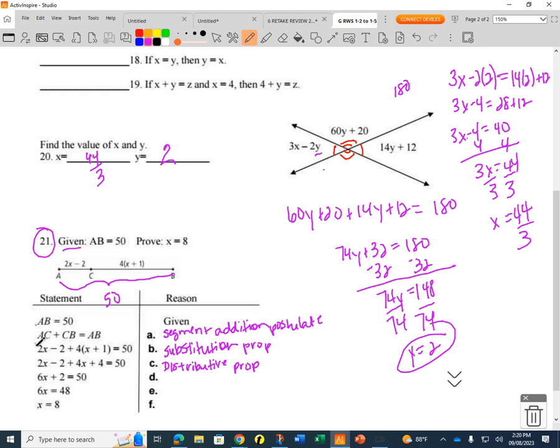So now we're looking, what is the reason, what we've learned that we could prove, we can go from this statement to this statement. This is the one where everybody likes to write combine like terms, but really that means substitute, right? We're substituting 2x plus 4x with an equivalent value 6x. We're substituting negative 2 plus positive 4 for plus 2, so that's the substitution property.